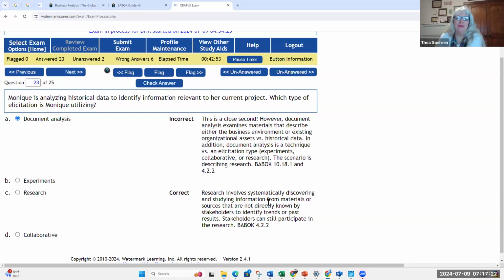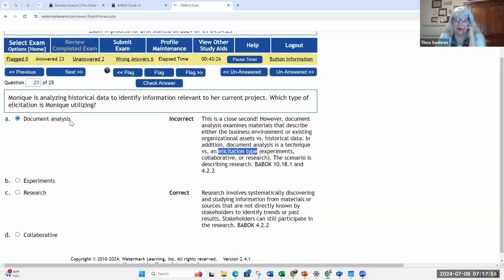Okay, so research involves systematically discovering and studying information from materials or sources that are not directly known by stakeholders to identify trends or past results. Stakeholders can still participate in the research. So this is 4.2.2. This is a close second. Document analysis examines materials to describe either the business environment or existing organizational assets versus historical data. In addition, document analysis is a technique versus elicitation type. That's where we got messed up, guys.